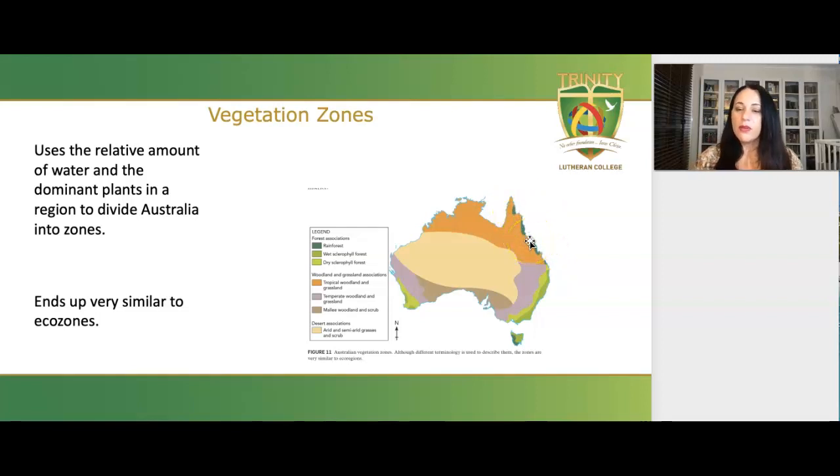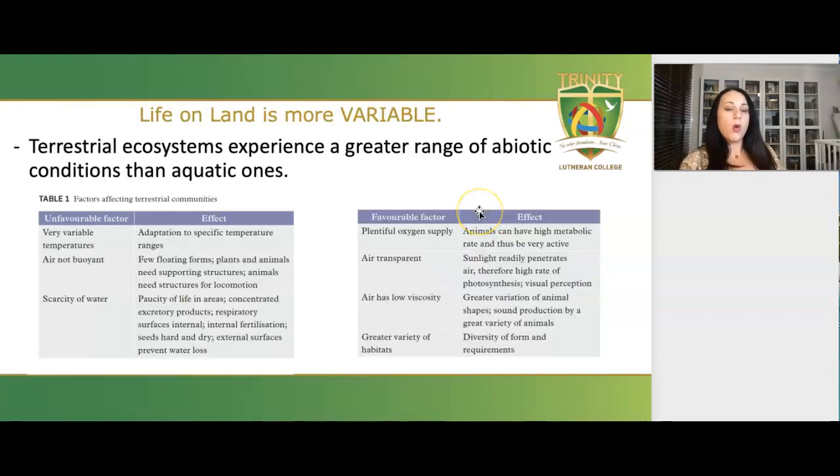When you think about rainforests, we're really talking about the far northeast coast of Australia. But if you go up into Arnhem Land and Kakadu, it looks lush, but the amount of water there is actually lower. So under this categorization, it doesn't become a rainforest. It's a wet sclerophyll forest or a tropical woodland, which is why it's so hard to classify. Life on land is more variable than living in water.